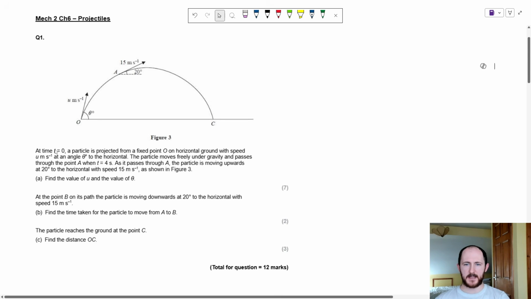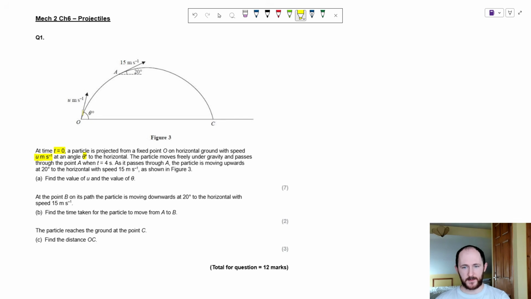So we have at time t equals 0, a particle is projected from a fixed point O on the ground with the speed of u at some angle theta. The particle moves freely under gravity and passes through point A at t equals 4. Now already what I would do is highlight some stuff. Now some of this information is already on the diagram, that's fair. So you can get away with not highlighting literally everything, but again, I just think it helps me because there's a lot of words, so we can try and fix that.